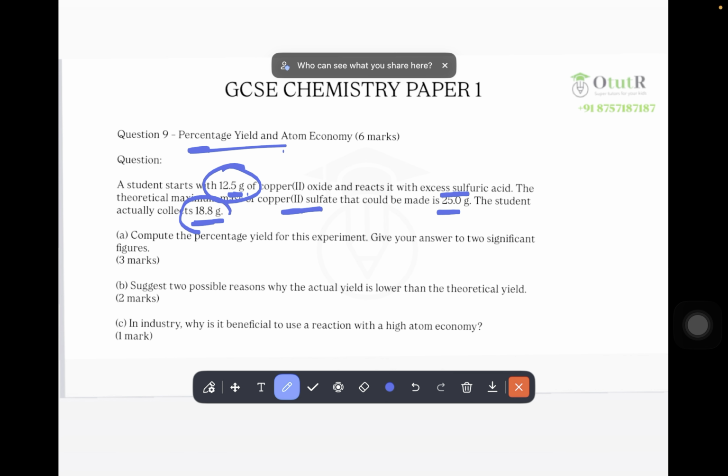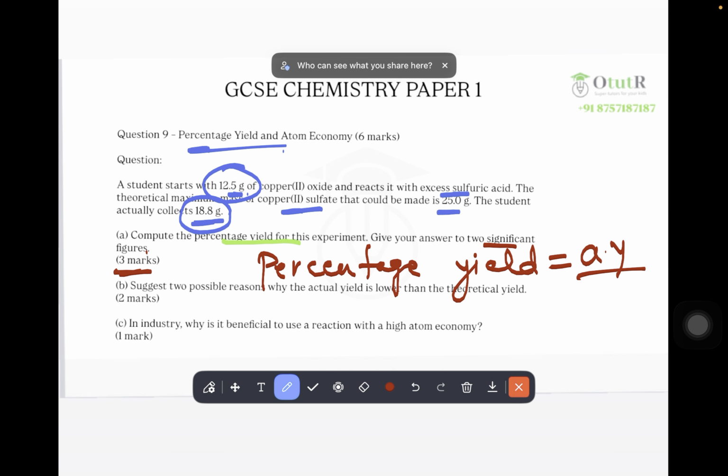First question is, compute the percentage yield for this experiment. Give your answers in 2 significant figures. Now it's a 3-mark question. First of all, the percentage yield formula is actual yield upon the theoretical yield times 100.